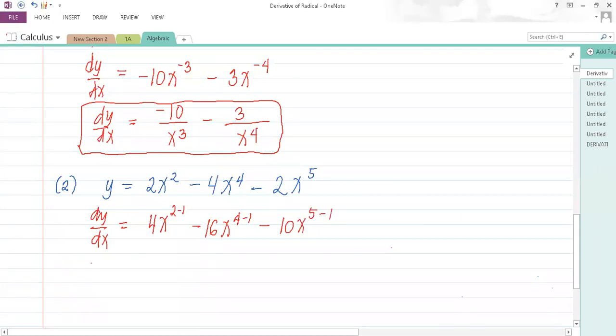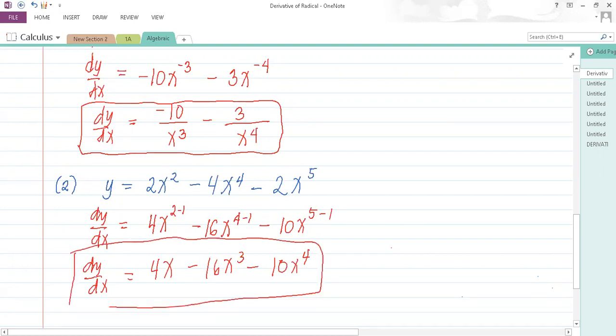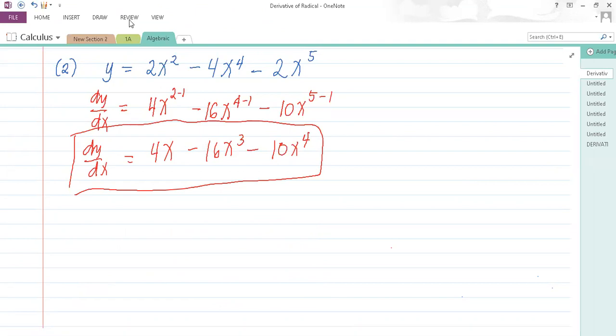Okay, so simplifying now, our equation, this is equal to 4x minus 16x raised to 3 minus 10x raised to 4. Or you can rearrange actually the equation. Pwede niyong i-rearrange yung equation. Yung mauna yung negative 10x to the 4 minus 16x cubed plus 4x. Okay? So that's number 2. Okay, so let's have another number 3.